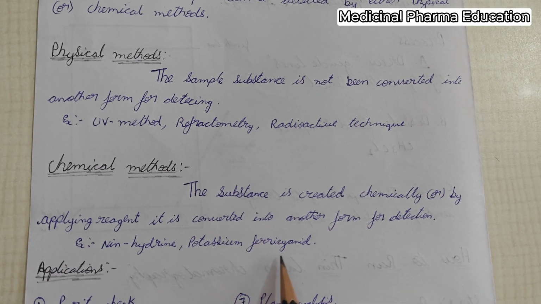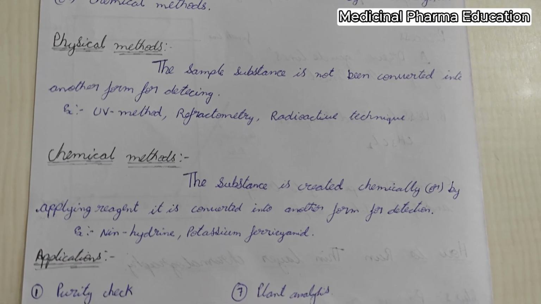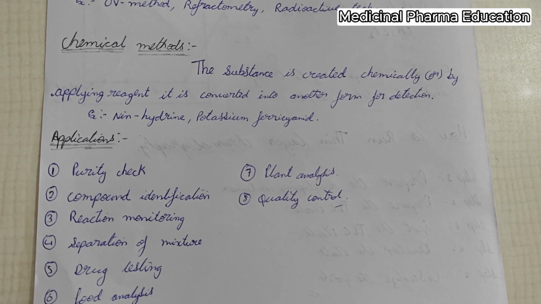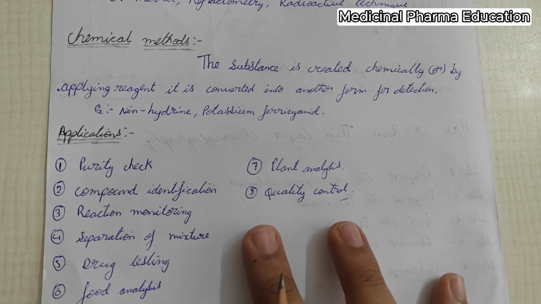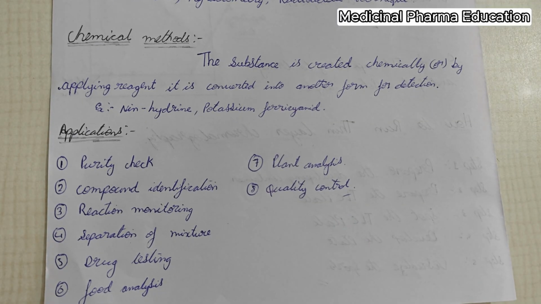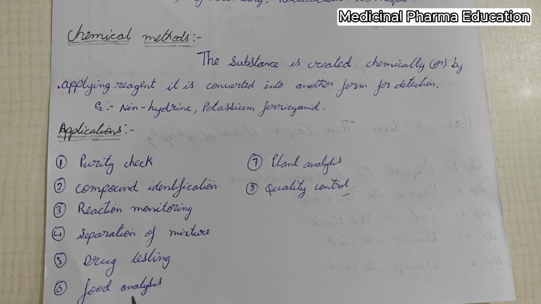Ninhydrin, potassium ferricyanide, and many other chemicals are used as reagents, based upon the mixture you are selecting. And application last. Applications are very important. You should know the chromatographic applications. They are almost similar: purity check, component identification, reaction monitoring, separation of mixtures, drug testing, food testing, plant analysis, quality control.